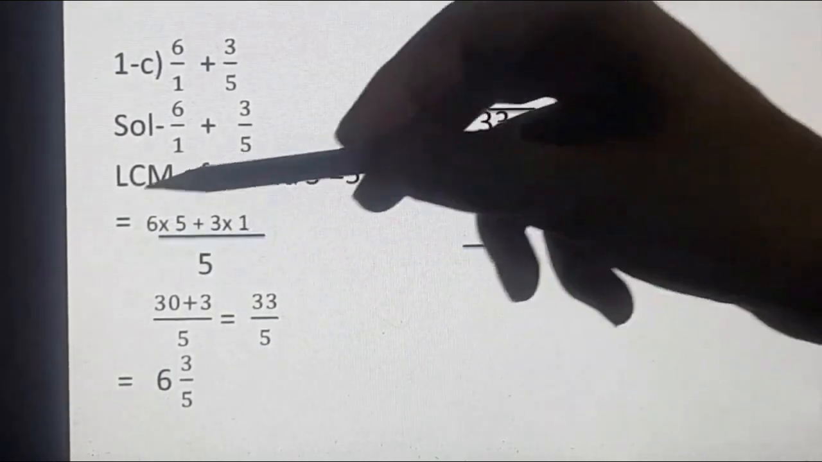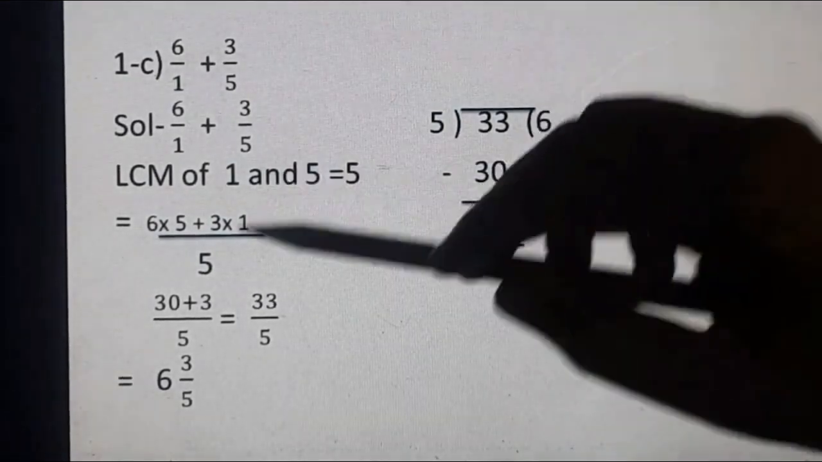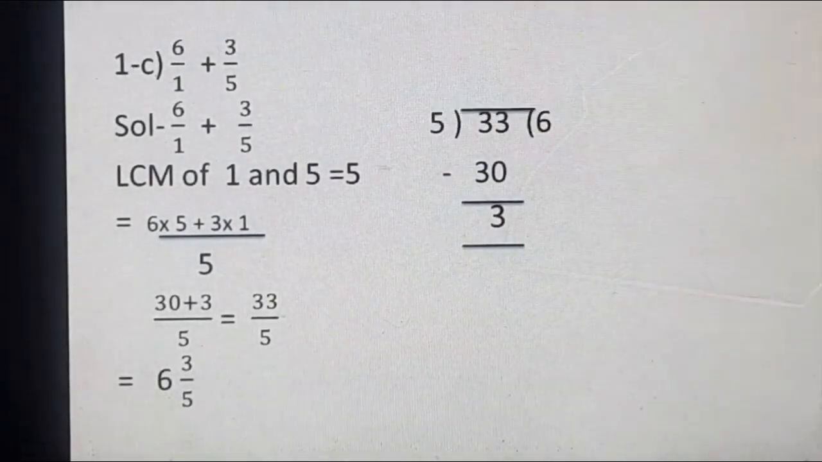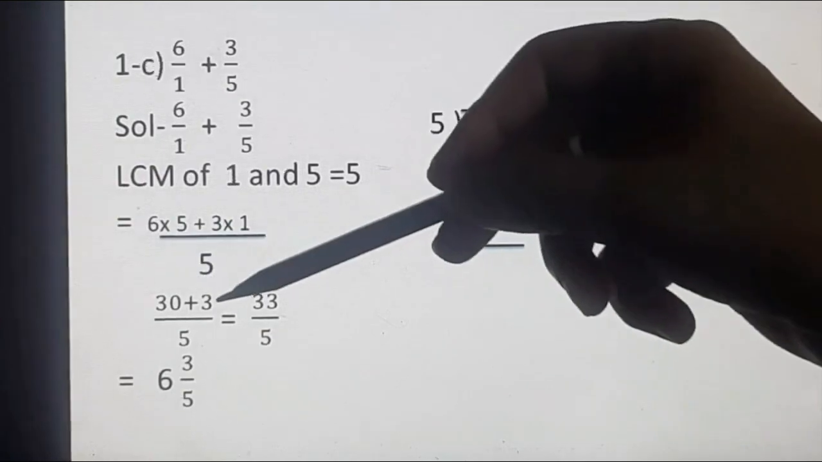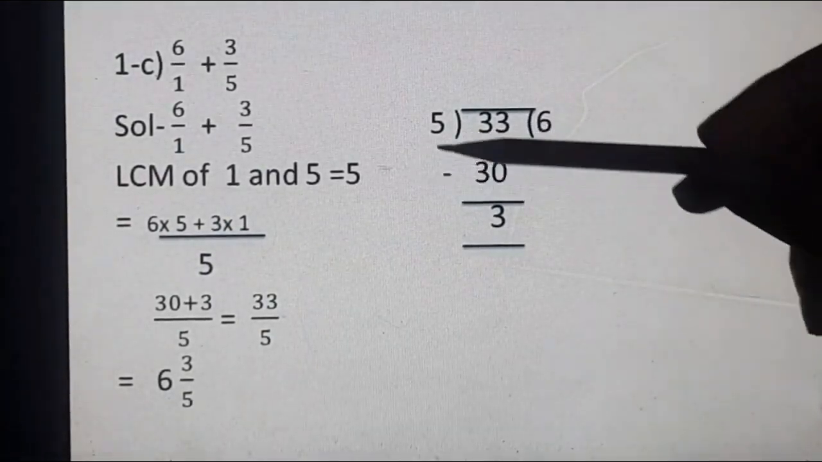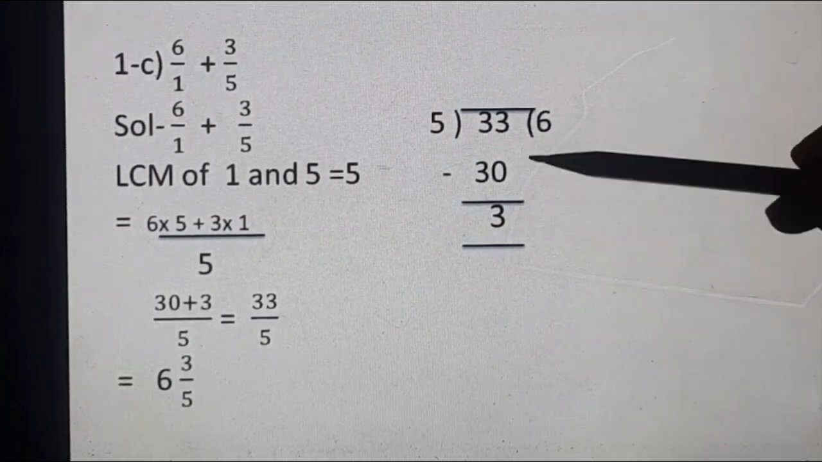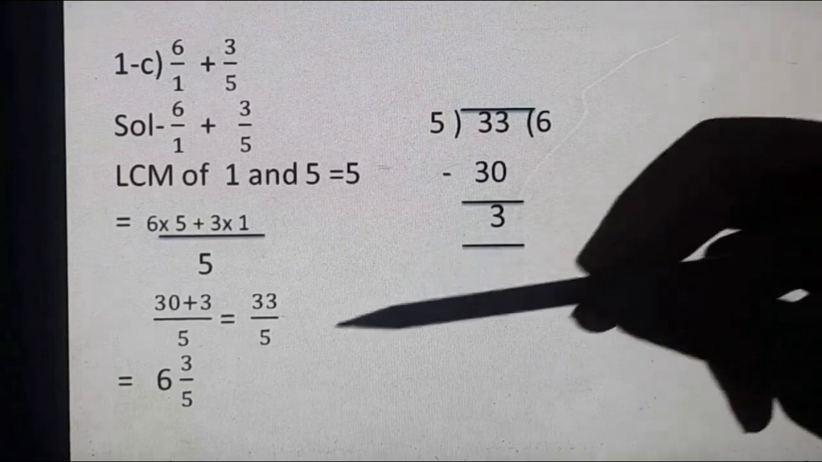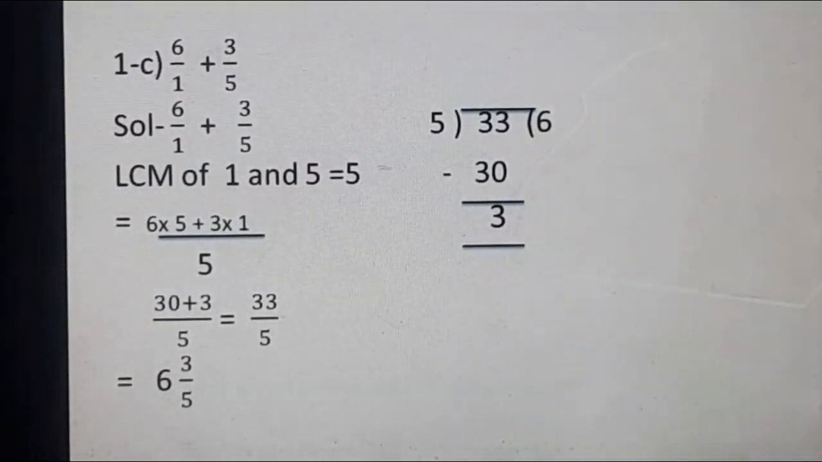This step is not necessary to write down. Okay, if you're writing it's okay. And if you're doing it orally, as I explained to you in the A part, then also it is okay. 30 plus 3, 33 upon 5. Now 33 divided by 5. 5 6s are 30. 33 minus 30, 3. So our mixed fraction form will become 6 whole 3 by 5.